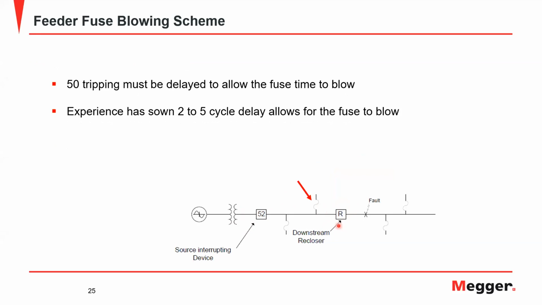Okay. Now, 50 element is an instantaneous element, and we showed earlier that we can trip the breaker fast enough to save this fuse. Well, that's not what we want to do now. So we have to put a definite time delay into the 50 function to prevent it from tripping too fast, to give us just enough time to let the fuse part. Through experience, it's been learned that 2 to 5 cycles is plenty of time to get the fuse open.